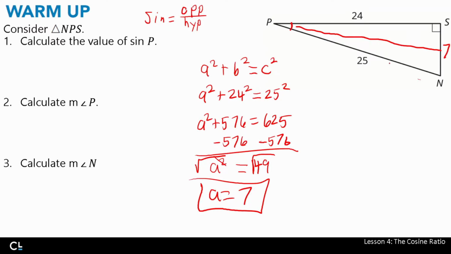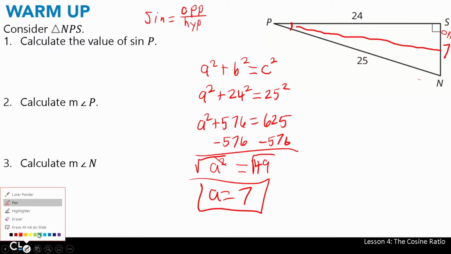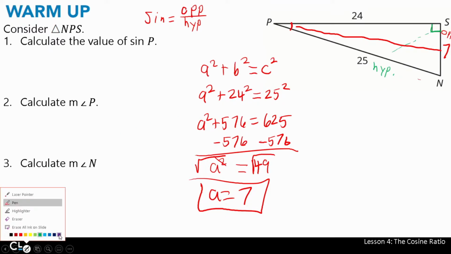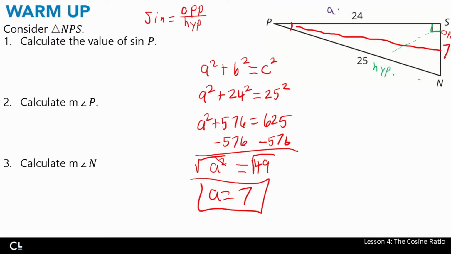So now we know our opposite side is 7. My hypotenuse is always across from our right angle. I'm going to make that green. Here's my right angle, my hypotenuse. We have our opposite, we have our hypotenuse, and then we'll label the adjacent side just so we have some practice. Adjacent, because it's next to P. They're right next to each other. They're neighbors. So now we have our opposite, which is 7, over our hypotenuse.